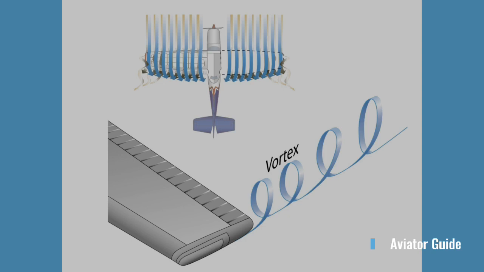These vortices increase drag because of the energy spent in producing the turbulence. Whenever an airfoil is producing lift, induced drag occurs, and wingtip vortices are created.